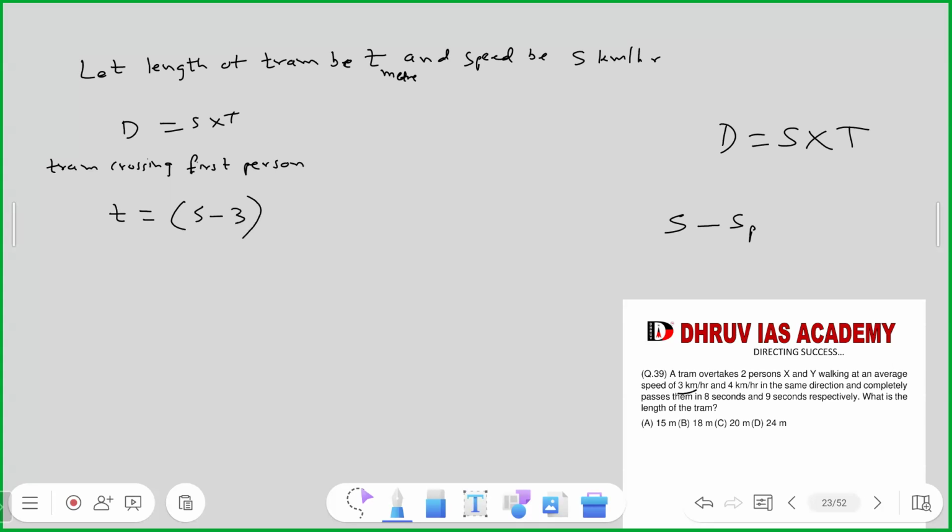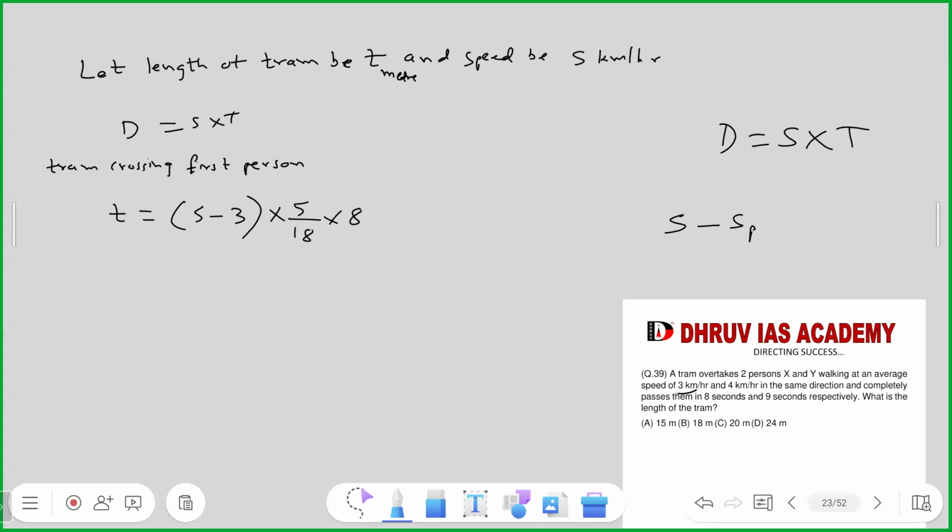Now this speed is in kilometer per hour and the length of the tram is in meters. So we'll have to convert this speed from kilometer per hour to meter per second. For that we multiply it by 5 by 18. So this is the speed into time. The time is 8 seconds, into 8. So this is the first equation we get.